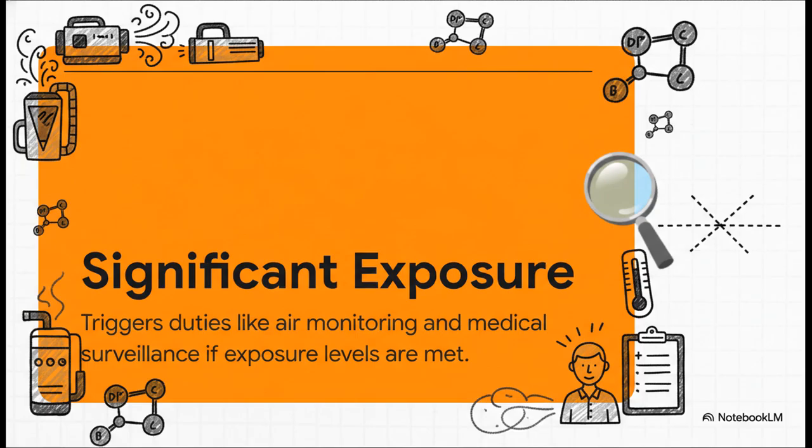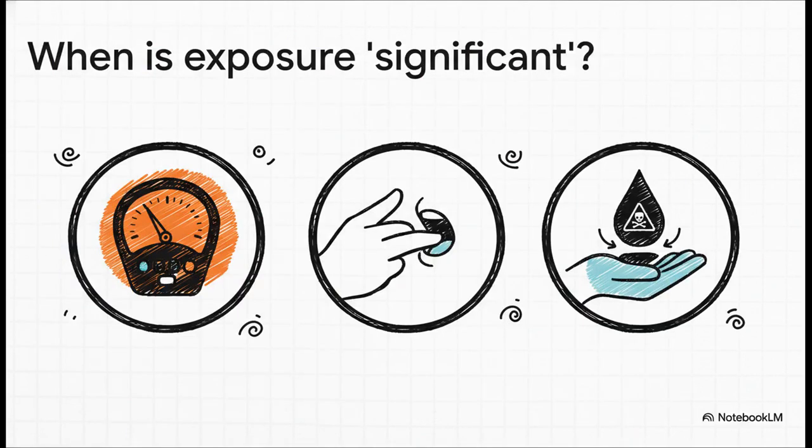So, what does significant actually mean in practice? Honestly, the best way to think of it is as a legal tripwire. If your team's exposure crosses this line, a whole new set of much stricter duties kicks in automatically. Things like mandatory air monitoring and medical checkups for your employees. And the regulations are super specific about this. Your exposure is considered significant if any one of these three things is true. First, if the amount of lead in the air goes over half the legal safety limit. Second, if there's a real risk someone could ingest it, hand-to-mouth contamination. And third, if there's a chance of skin contact with certain types of lead that can be absorbed directly.